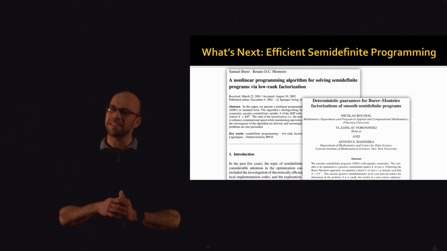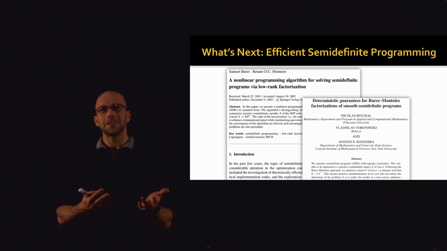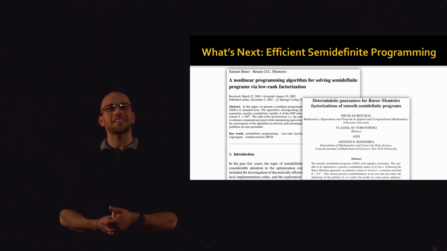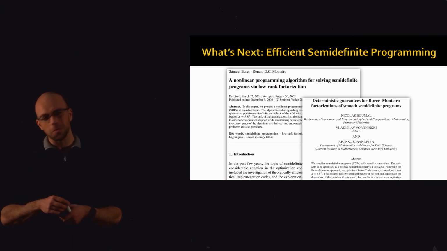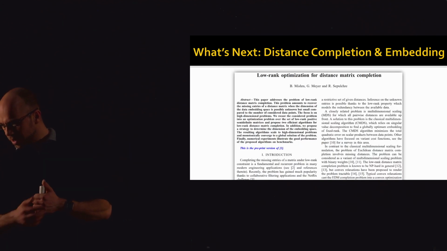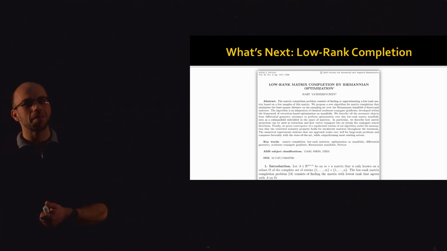In fact, one really simple one is this Burer-Monteiro technique, which basically writes a semi-definite matrix as X transpose X for a more general matrix X. That's one way to write down that manifold. But then you have to be a little bit careful because you're no longer working in a convex space, but a nonlinear, non-convex one. There are interesting problems involving embedding and distance completion that can be written this way. Low rank matrix completion can be written in Riemannian optimization.